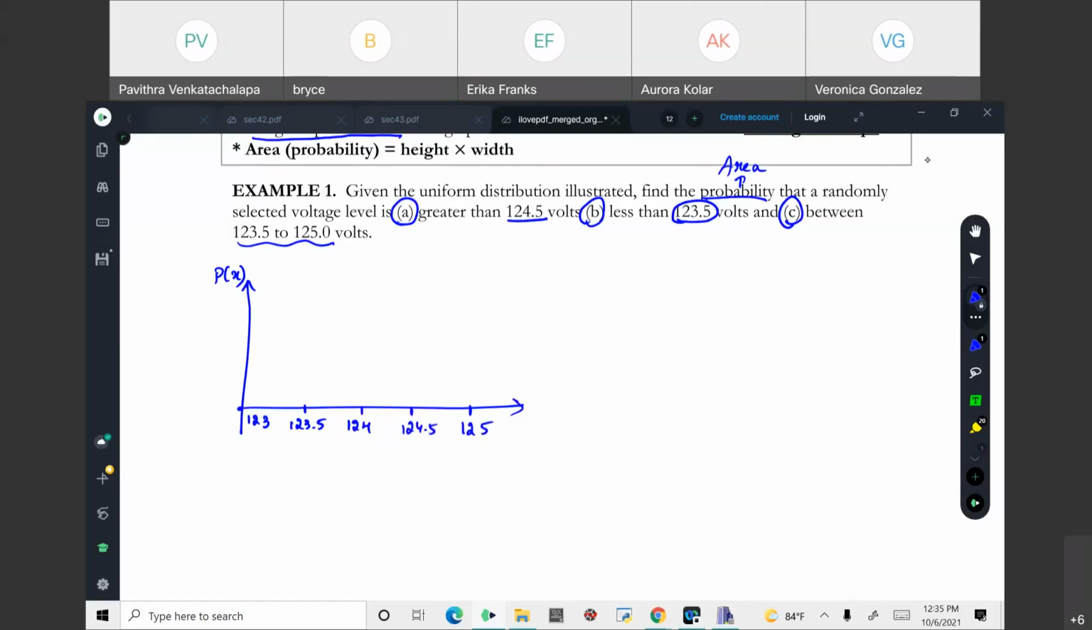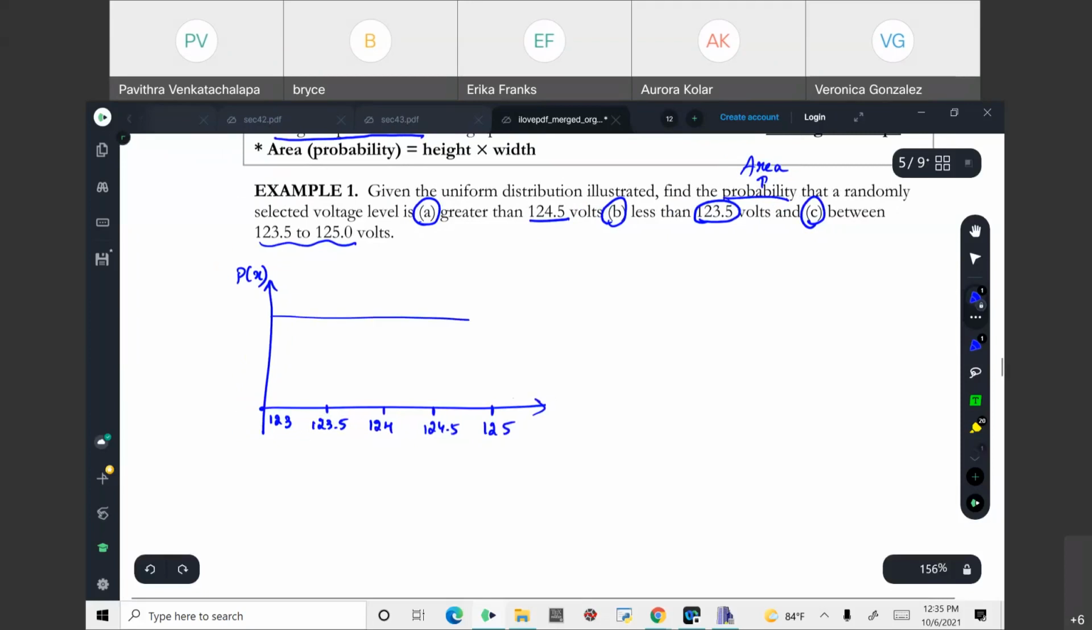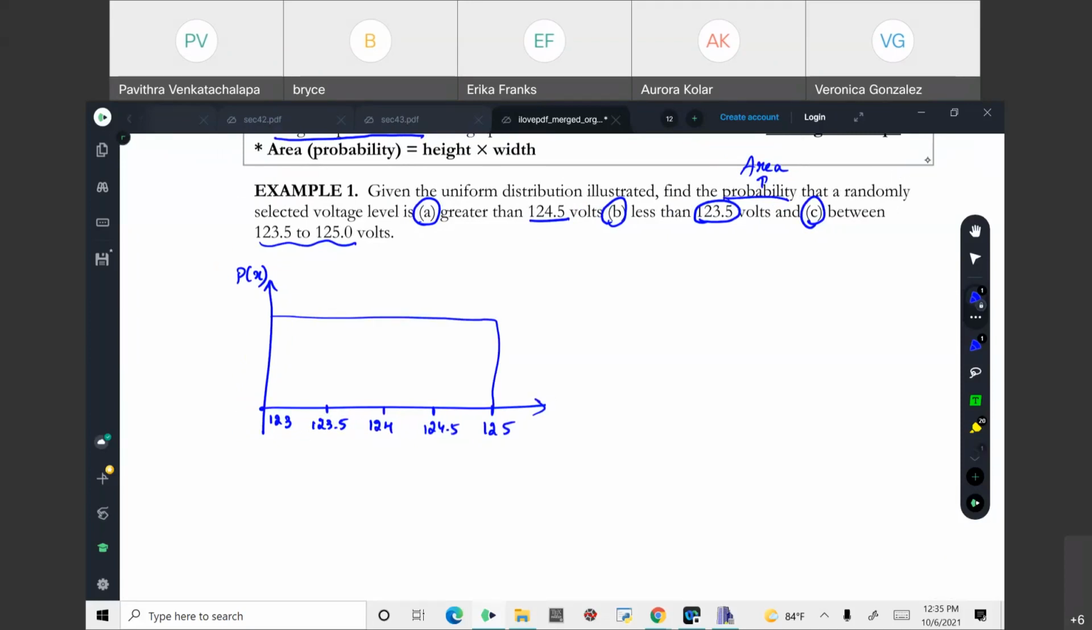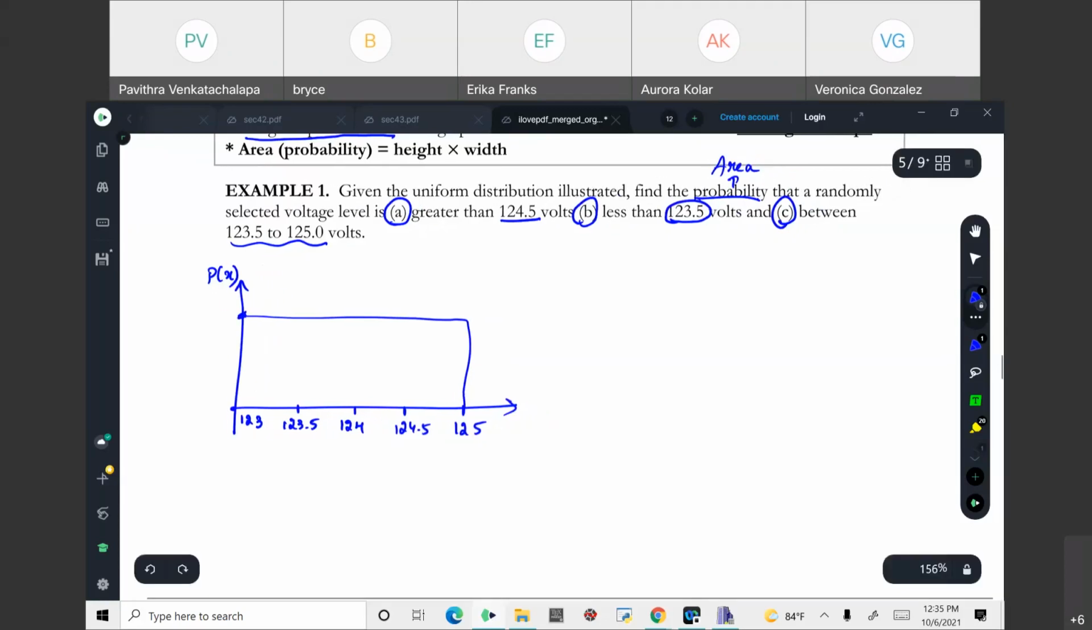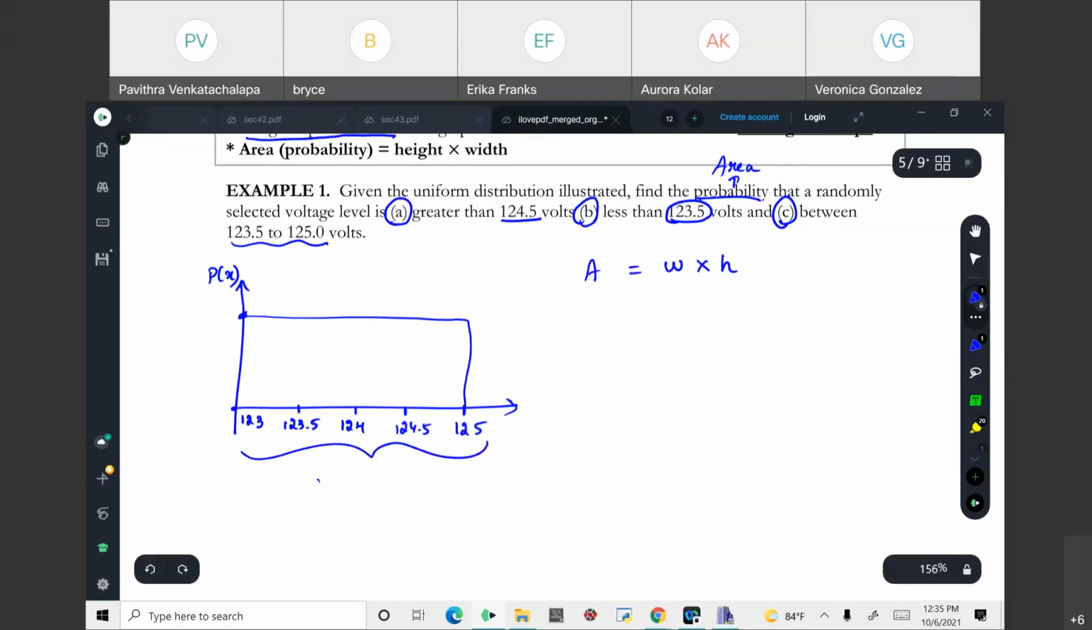Okay. So if you can join these values. Now I do not know what the height is. I just took a random height. Okay. I do not know the height. Fine. Now this is a rectangle. What is the area of a rectangle? It is width into height. Width into height. So this is width. This is height.